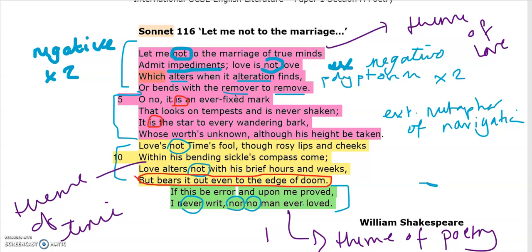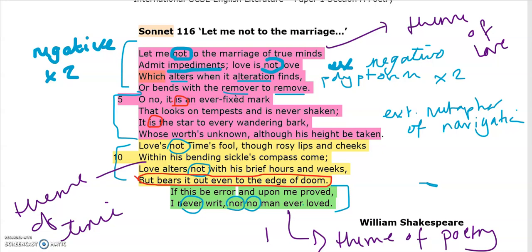And then the conclusion, the couplet at the end. If this be error, so here he's talking now about his writing, if his statements that he's just made about love, if this poem basically is wrong, and upon me proved, I never writ nor no man ever loved. So he's basically staking his reputation on his statements about love. He's saying, if you can prove me wrong, that means that I am a terrible writer. I never wrote anything of value. And also you're proving that no man ever loved anyone. So he's staking kind of everything on his claims about love.